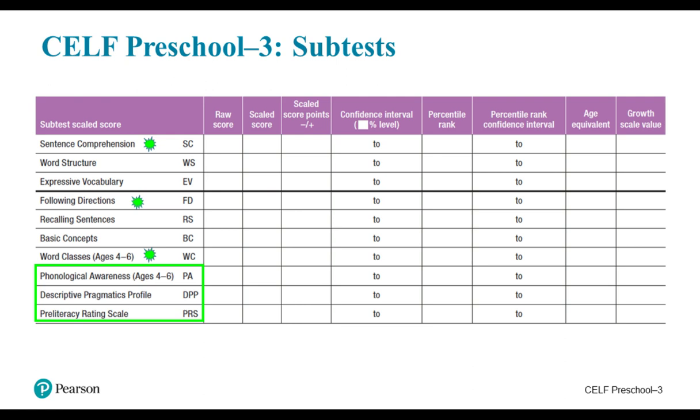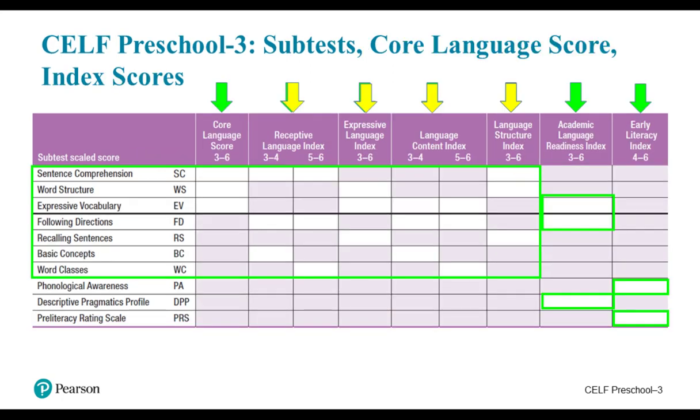The Word Classes subtest no longer includes the Word Classes total score, but we'll talk more about that when we look at the Word Classes subtest individually. And the Phonological Awareness, Descriptive Pragmatics Profile, and Preliteracy Rating Scale provided age-based criterion scores on CELF Preschool-2, but these subtests now provide scaled scores for CELF Preschool-3. Also, another addition to CELF Preschool-3, you'll notice at the far right, the growth scale values have been added to help measure a child's progress over time.